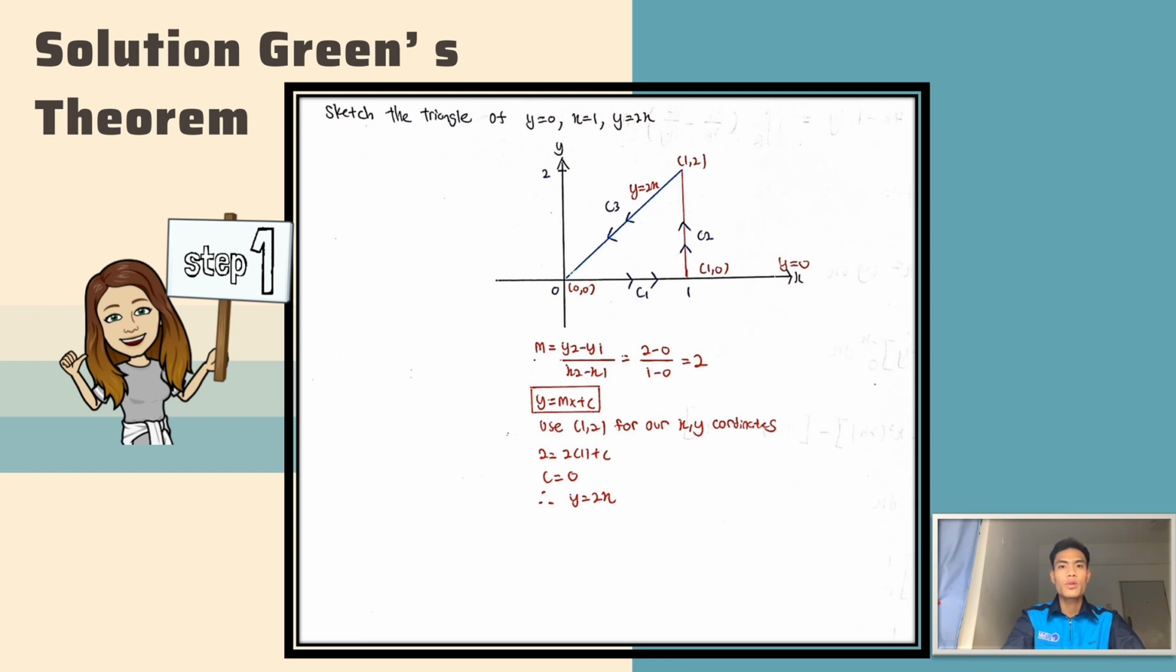I will continue on how to get the solution using Green's theorem. For the first step, we must sketch the triangle using the instructions given in the question. The instructions given are y equals 0 for part 1, x equals 1 for part 2, and y equals 2x for part 3. From sketching, we can also calculate the gradient using the formula y equals mx plus c, and also get the limits for our double integral.